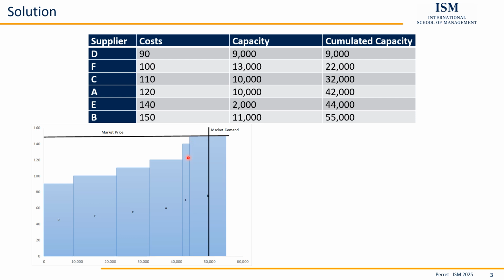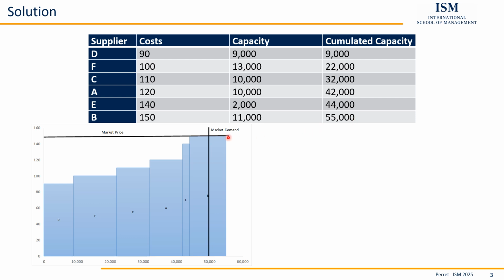To calculate how much they actually supply, we can consider this difference here. Well, this one starts at 44 because this is the cumulated capacity. This market demand is at 50,000. So this area is just the difference between those two. So here we have 6,000 which are supplied by the most expensive one, by B.